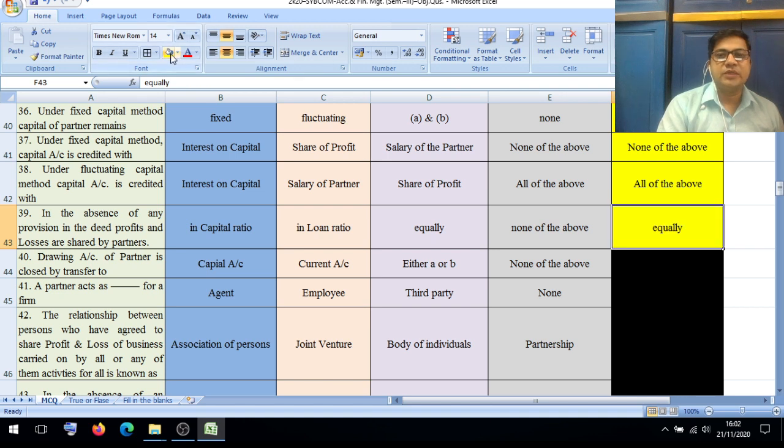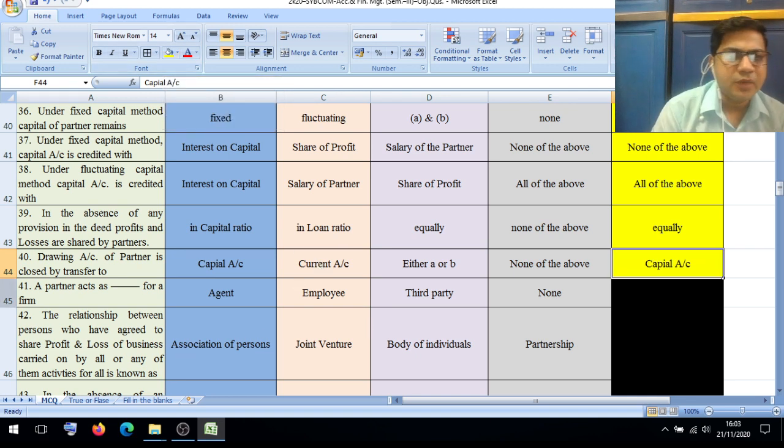The answer is equally. Drawing account of a partner is closed by transfer to capital account, current account, either capital or current account, and none of the above. Answer is capital account.